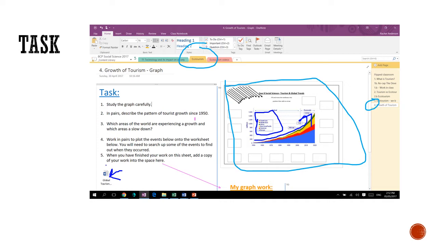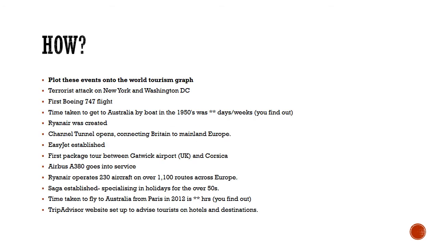You will need to search up some of the events to find out when they occurred so that you can put the date into them, and you can get one of these arrows to point towards the date along the bottom of the line here. Alright, when you have finished your work on the sheet, it says add a copy of your work to the space where the arrow points, but I want you to add a copy of your work to your class notes page, please. So these are the events that you're going to have to plot on the timeline.